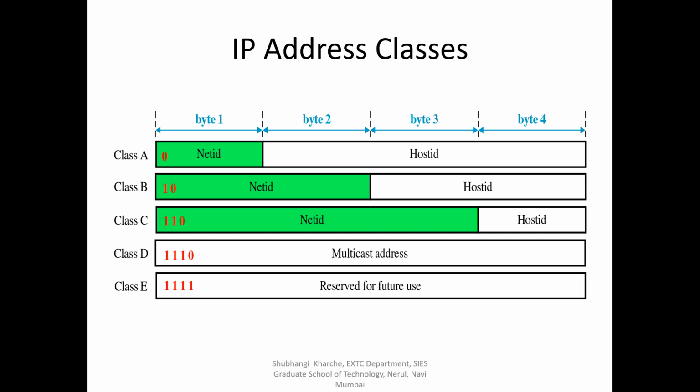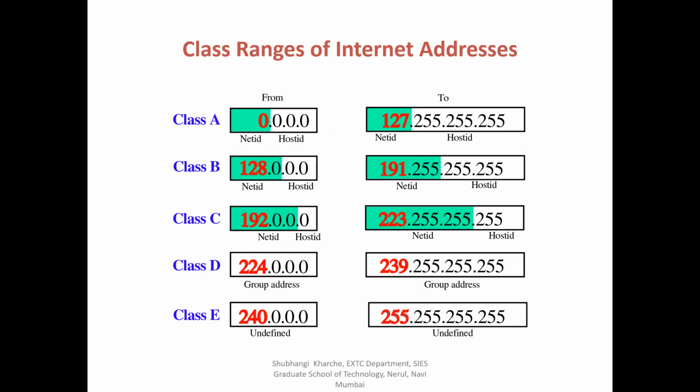In class D, addresses are reserved for multicasting. And class E addresses are reserved for future use by the IETF, Internet Engineering Task Force, or they can be used for some research purpose.